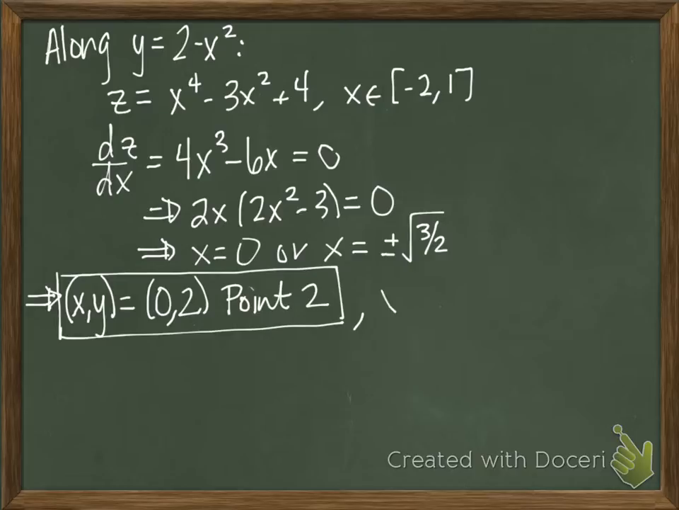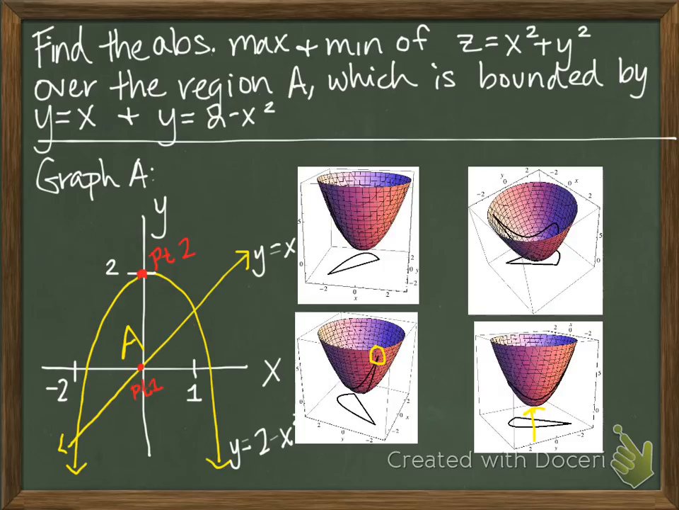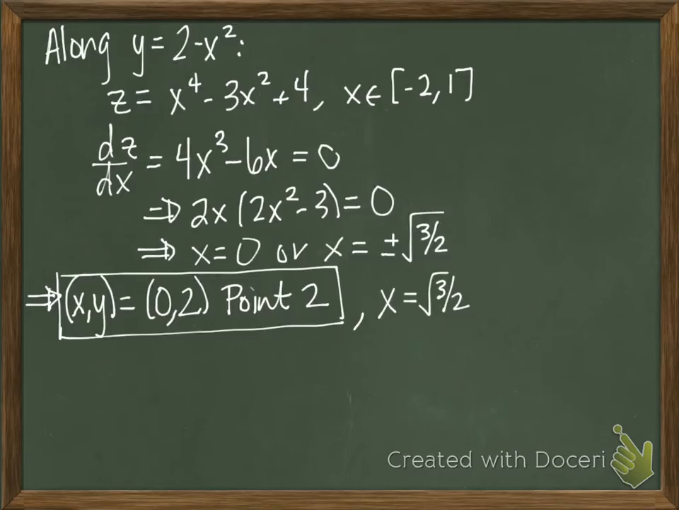Now notice if x is equal to positive square root of 3/2, we have to go back and look. If you come back and look over here, you notice when x is positive square root of 3/2, we will no longer be in our region A. So that is not included in our domain. So we can ignore that one.